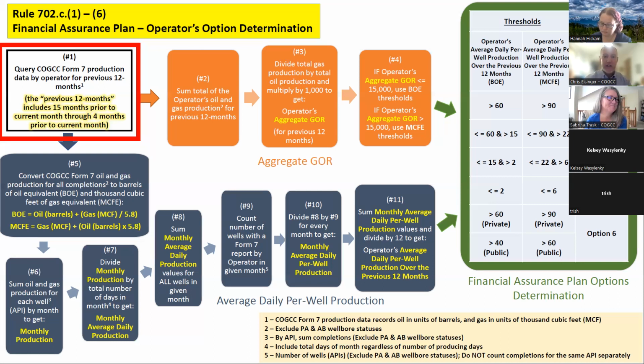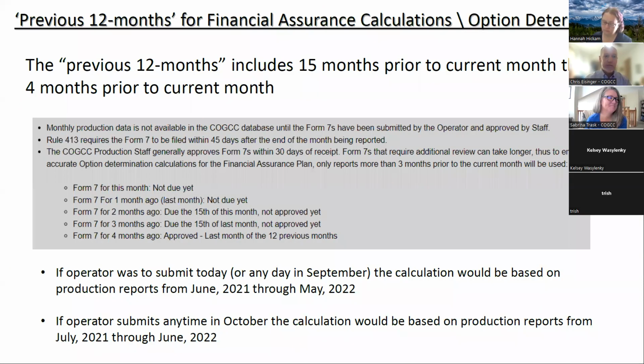If you go to the next slide, Hannah, please. So here's just another slide, and this will be available. This kind of spells it out again. This is on our webpage for the operator detail page for the previous 12 months calculation, that area in gray. But it kind of just spells it out in detail why we are establishing the previous 12-month window the way it is, and it has to do with the requirement for submitting Form 7s, production reports, and the timing of getting those processed and approved.